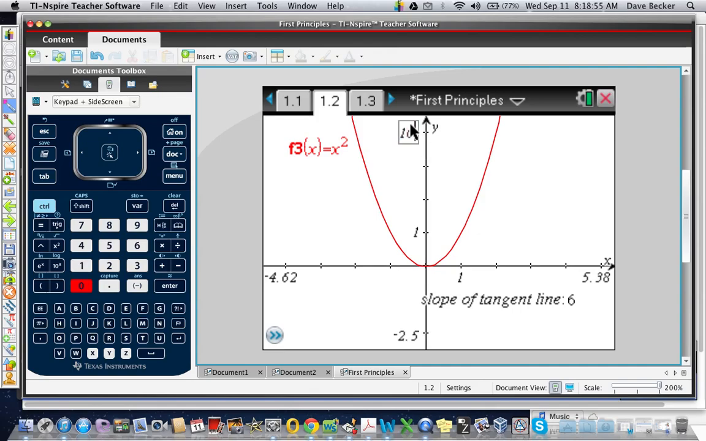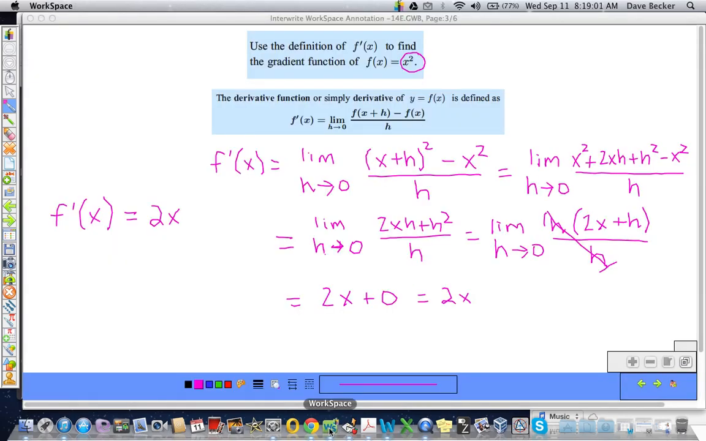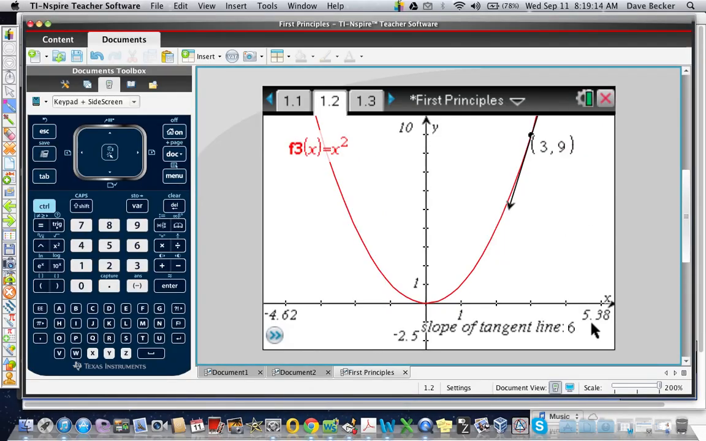Sorry about this. So remember, the derivative function is equal to 2 times x. And the derivative gives you the slope of the tangent to the curve. So I have the x coordinate of 3 here, and I've given you this tangent line. If I take 2 times 3, I get the slope of the tangent equal to 6. I asked the calculator to compute the slope of this tangent line.